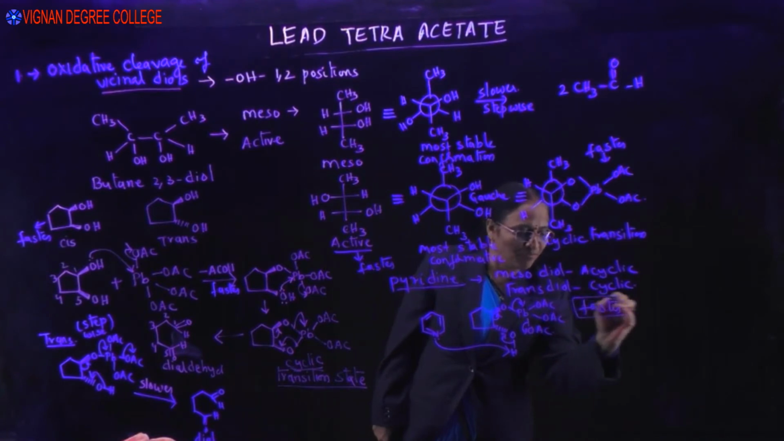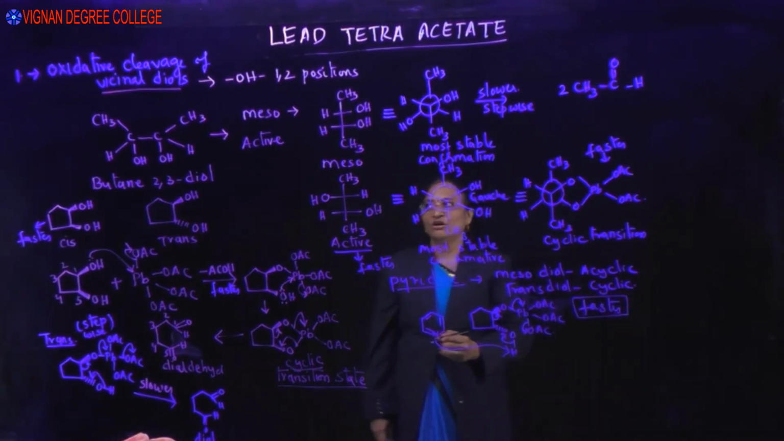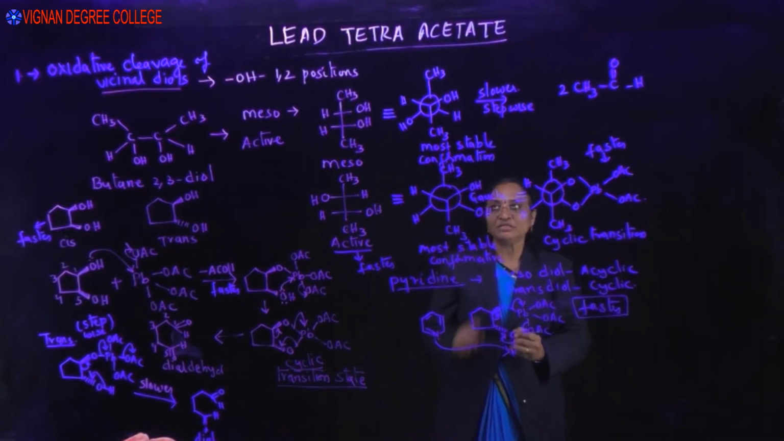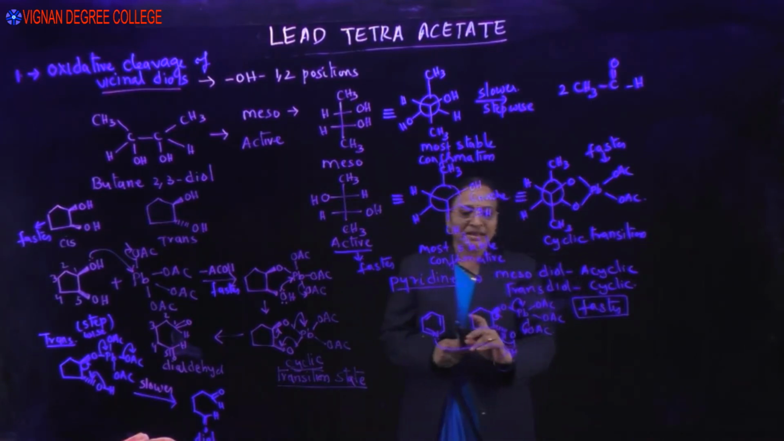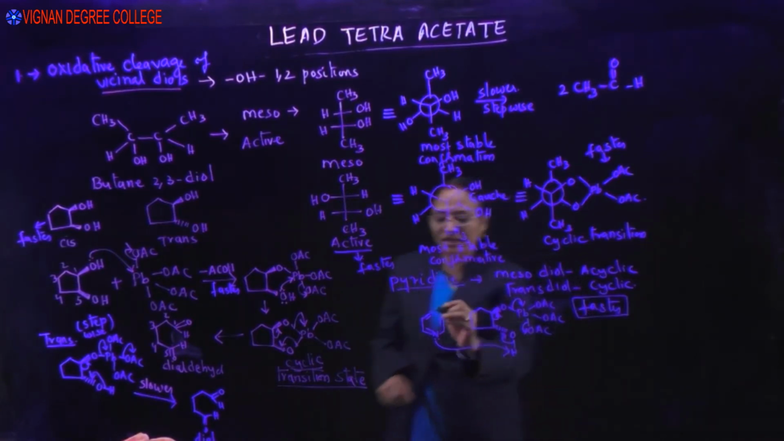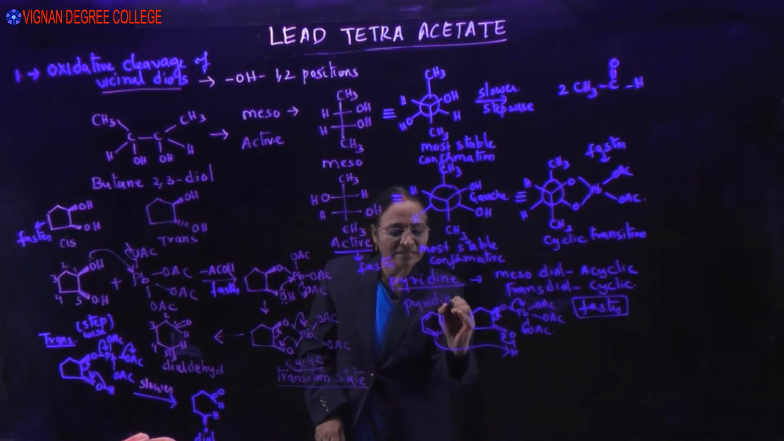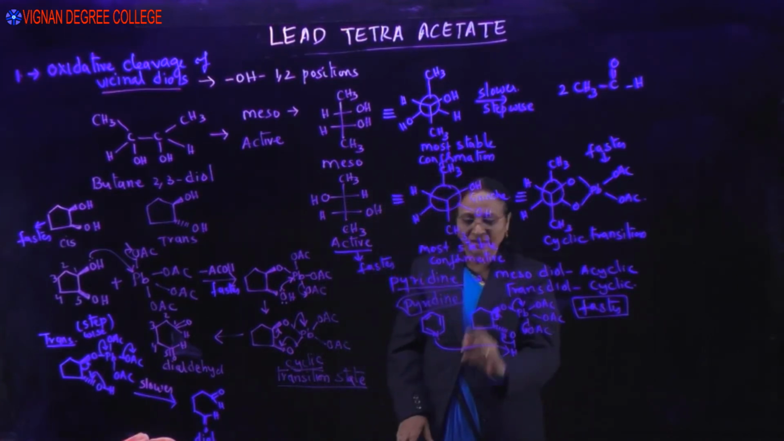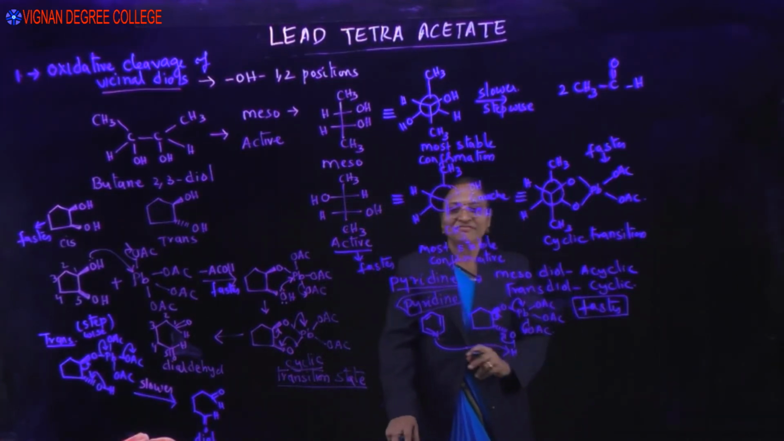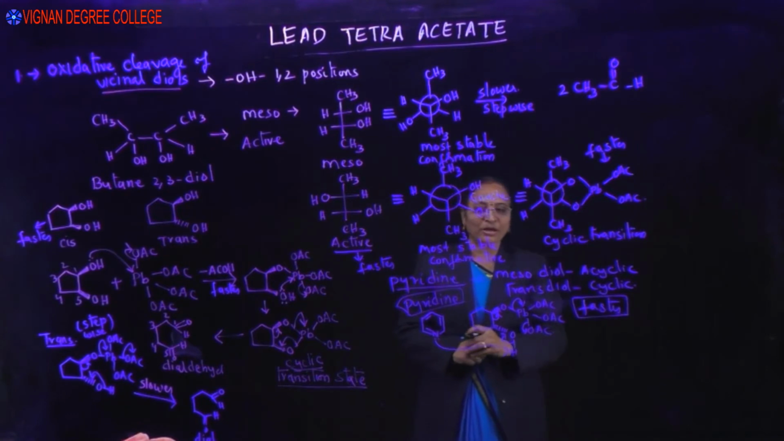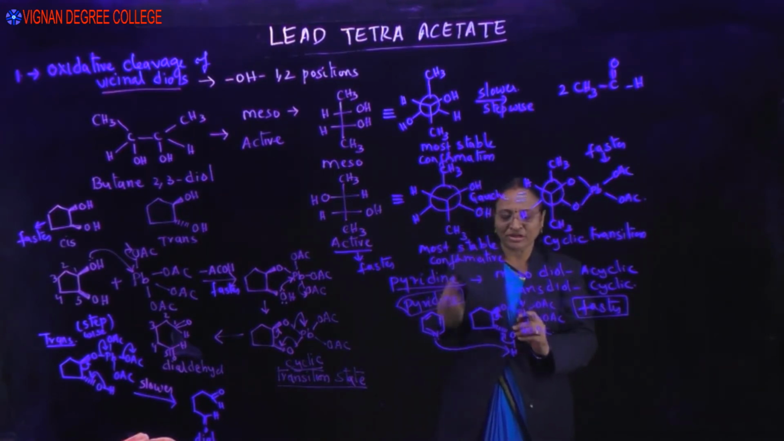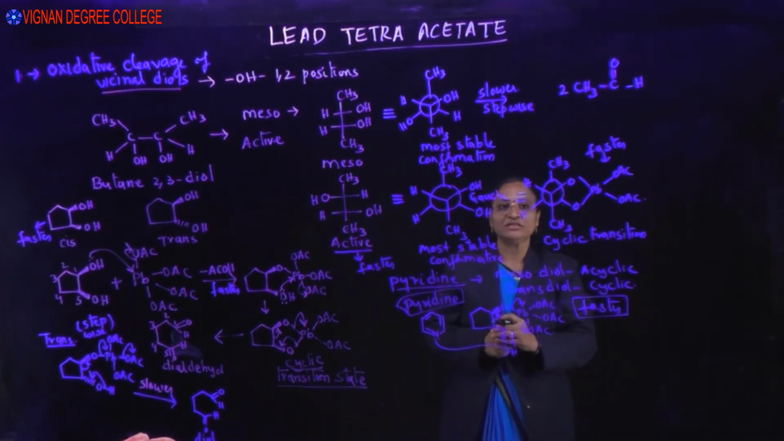So, the oxidative cleavage of 1,2 diols by using lead tetraacetate can take place at a faster rate in presence of pyridine rather than acetic acid. So, if the reaction is carried out in presence of pyridine, the reaction occurs at a faster rate, giving the cleavage of the corresponding diols to give the carbonyl compounds.